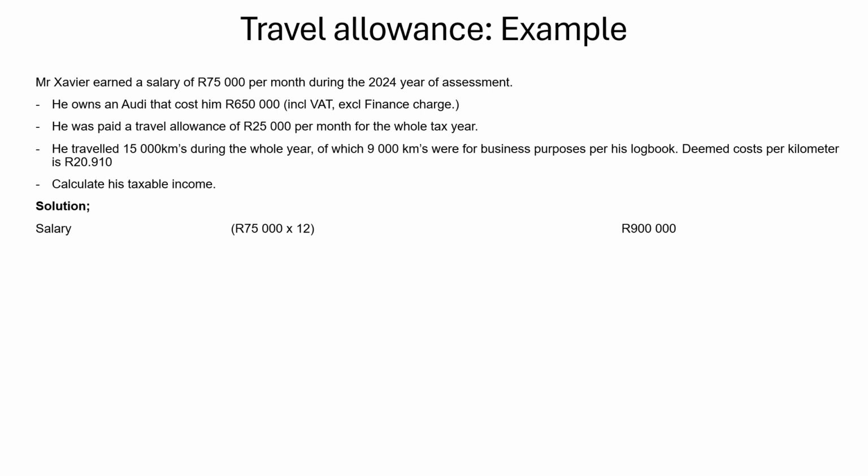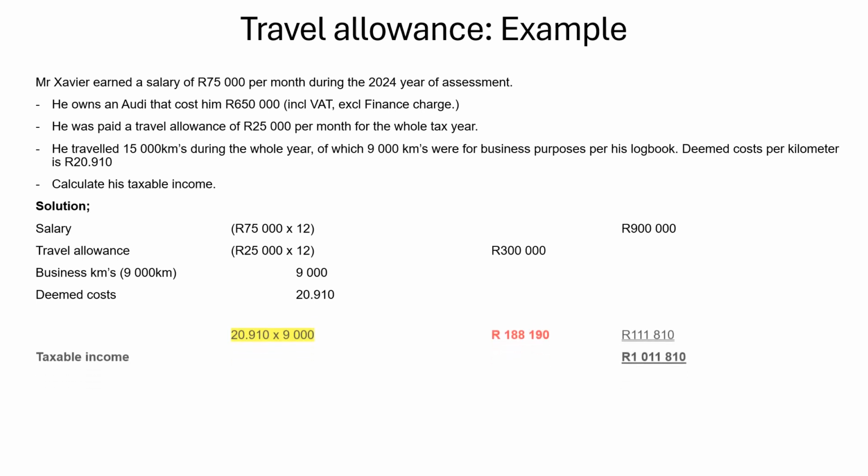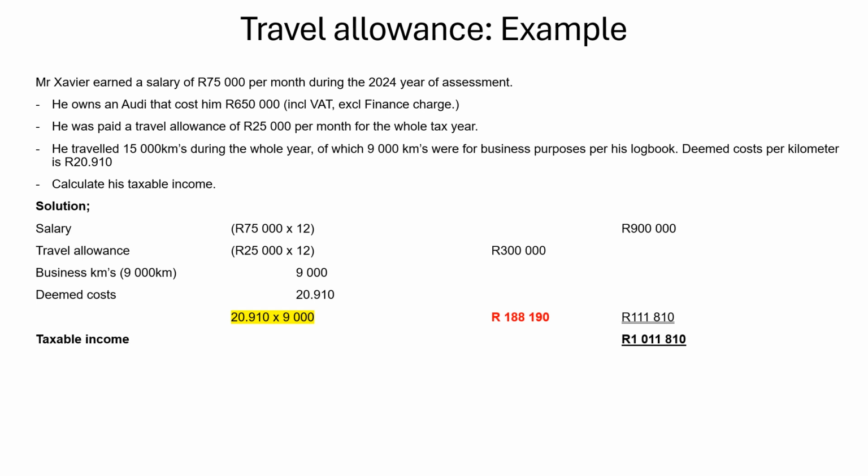Salary: 75,000 Rand times 12 equals 900,000 Rand. Travel allowance: 25,000 Rand times 12 equals 300,000 Rand. Business kilometers: 9,000 kilometers, deemed costs 20.910. 20.910 times 9,000 equals 188,190 Rand. 300,000 Rand minus 188,190 Rand equals 111,810 Rand. Taxable income is the sum of 900,000 Rand and 111,810 Rand, which is 1,011,810 Rand.